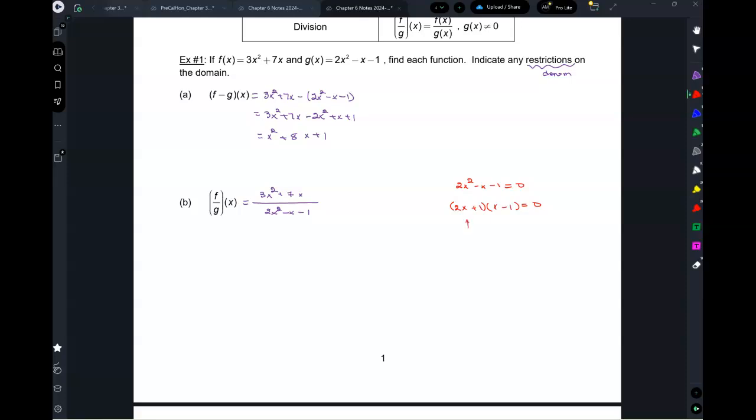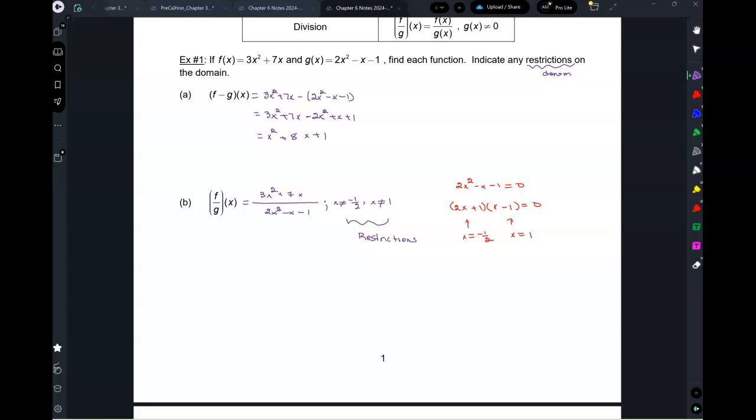Okay, so from here, x equals negative a half, x equals 1. So I say here, the restrictions are: x can't be negative a half, right? x can't be 1. So these are your restrictions. That's how we do it.